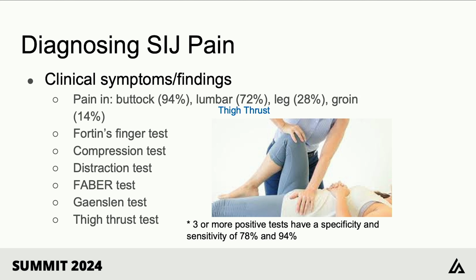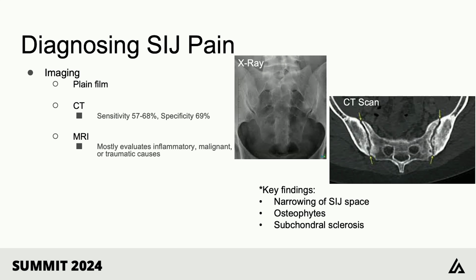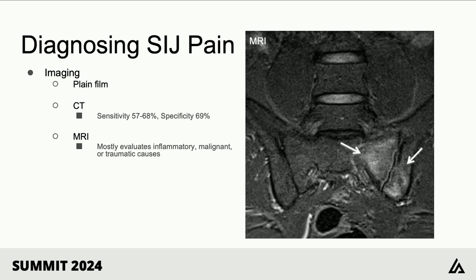Now, if any of these tests reproduce their pain, you have to think this could be sacroiliac joint pain. And if you can get 3 positive, then you can be really confident that we have the accurate diagnosis. Now, you can ask, what is the role of imaging in diagnosing SI joint pain? Well, X-rays and CT scans can show signs of degeneration, joint space narrowing, osteophyte formation, subchondral sclerosis. MRIs can show inflammation around the joints, especially in inflammatory arthritis, things like ankylosing spondylitis. It can show tumor, it can show trauma.